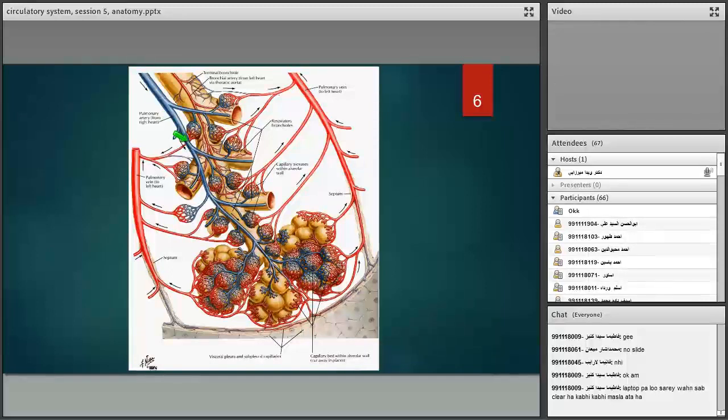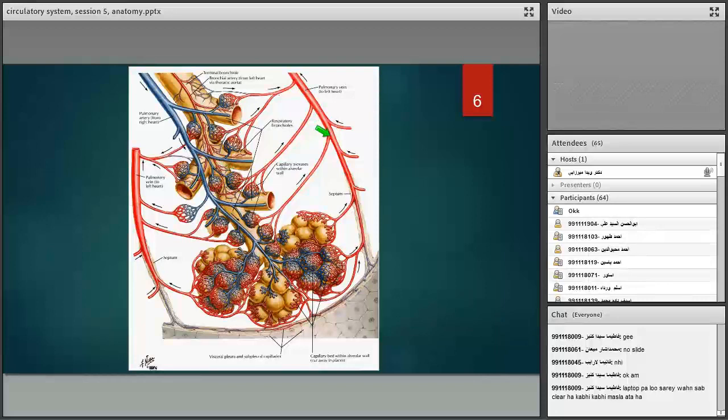the pulmonary artery, the blue one, which is carrying the deoxygenated blood to the lungs. And in the capillaries, the gases would be exchanged, and we have our pulmonary veins, which are carrying the oxygenated blood, the blood with O2.